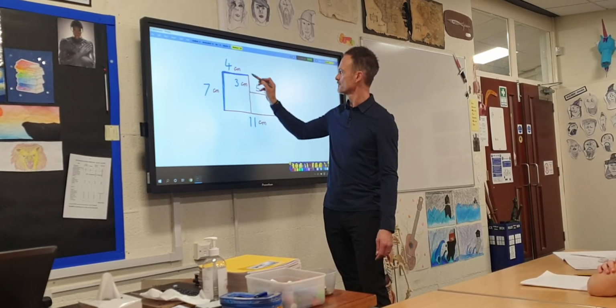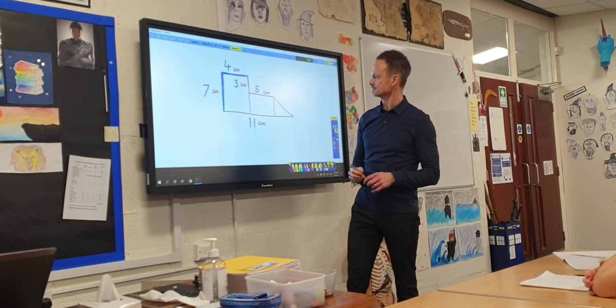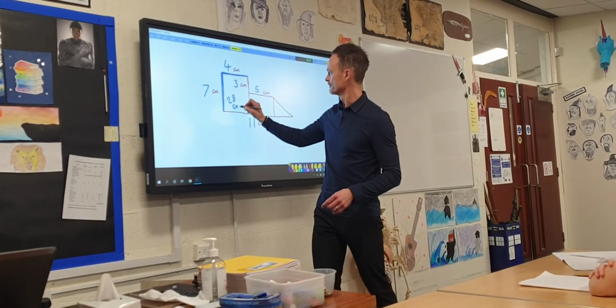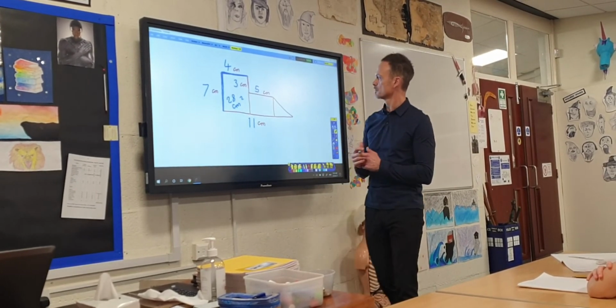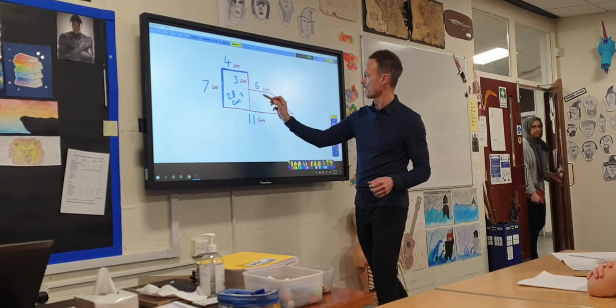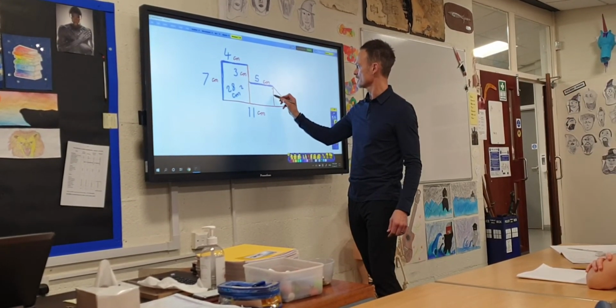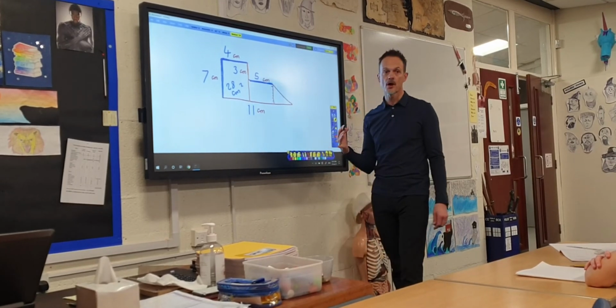Mr. Burgoyne, 7 and 4, what's our first measurement? 28. 28 centimetres squared is rectangle 1. Right, our second one, we've got to make sure we've got our measurements. We've got a 5, which is this little bit here, and this I don't know. So we're looking for up measurements.